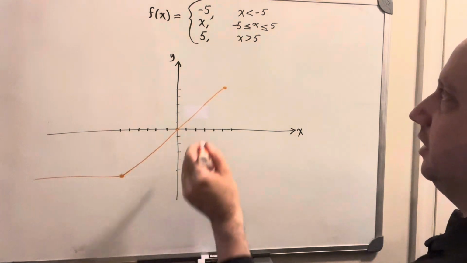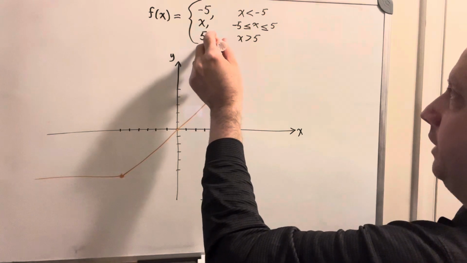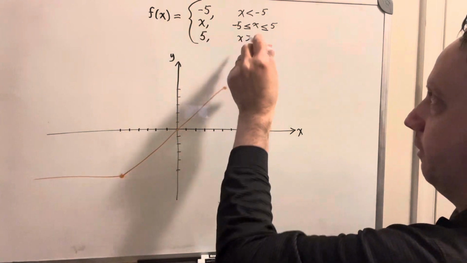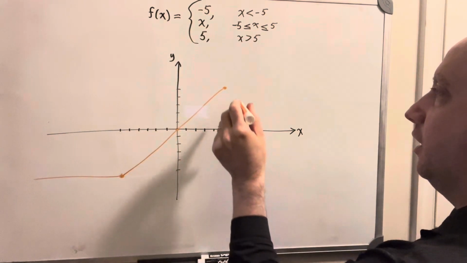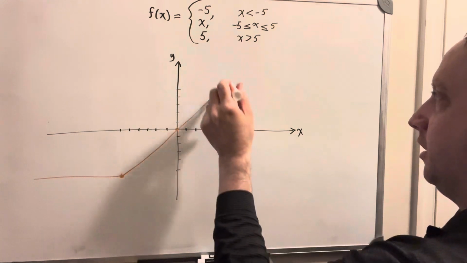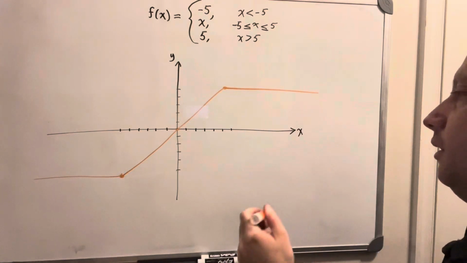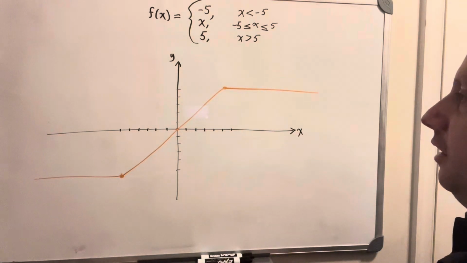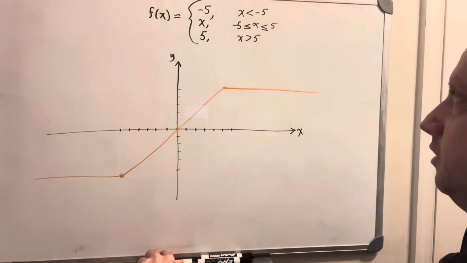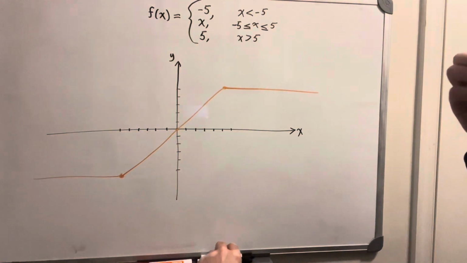Okay? And now, for all values greater than 5, the function has the constant value 5. So that's what the sketch of the function looks like.